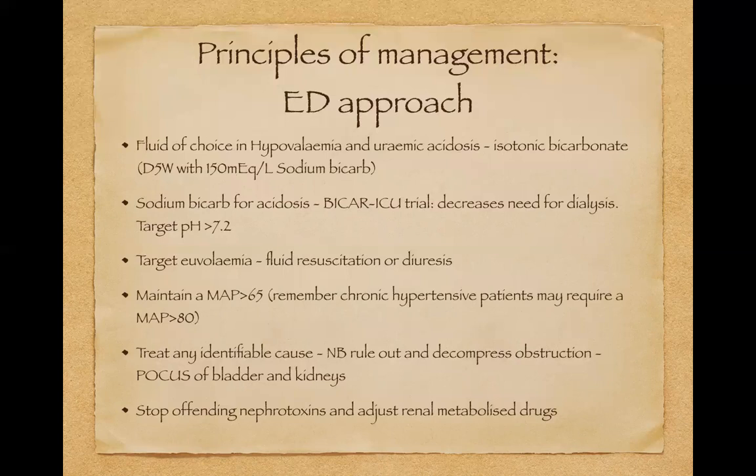sodium bicarb. I know it's quite controversial when it comes to giving sodium bicarb for acidosis and renal failure, but I read up on the BICAR-ICU trial, which basically summarizes that it decreases the need for dialysis or avoids dialysis. I know that it doesn't actually decrease mortality in the long term. And usually they say a target pH of more than 7.2 is reasonable when you give bicarb for the acidosis.